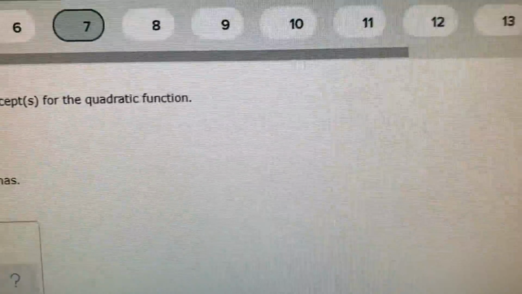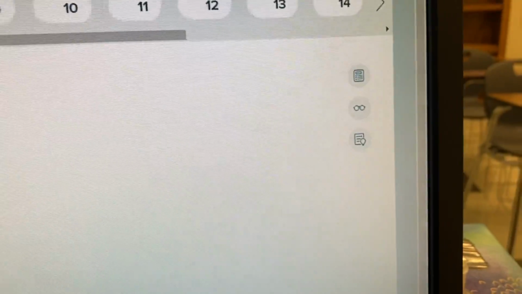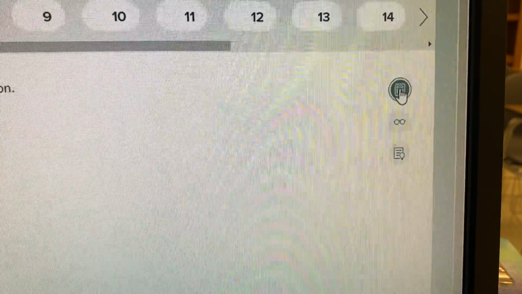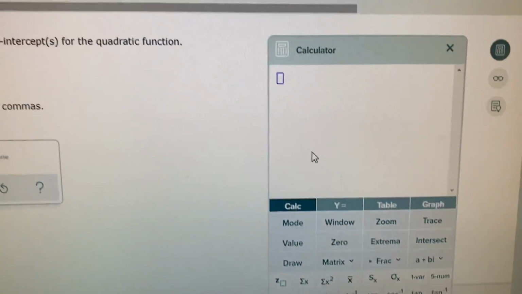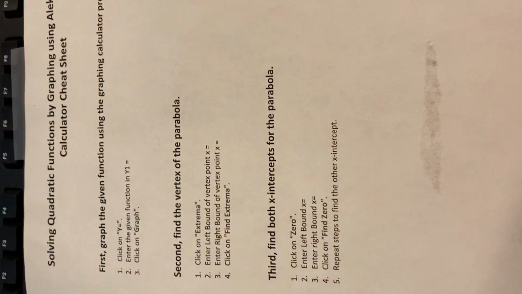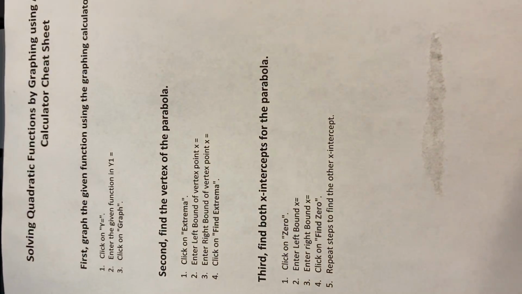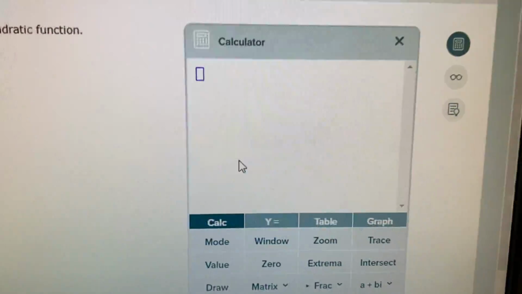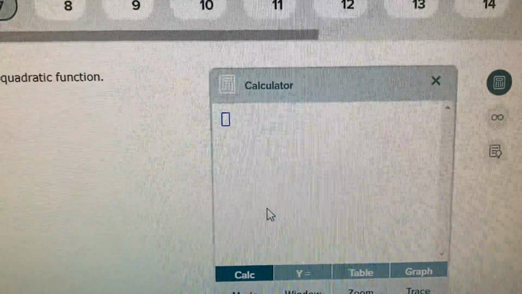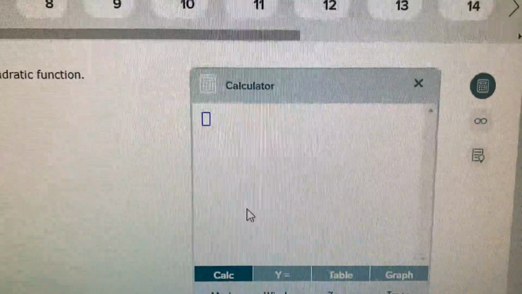So you're gonna go over here to the right and you're gonna click on calculator. And there it comes up on the screen. So I made you, if you remember, I'm gonna show you, I made you this little cheat sheet. So I'm just gonna walk through the cheat sheet. I'm gonna read and just kind of do what it says. So it says, first graph the given function using the graphing calculator provided.